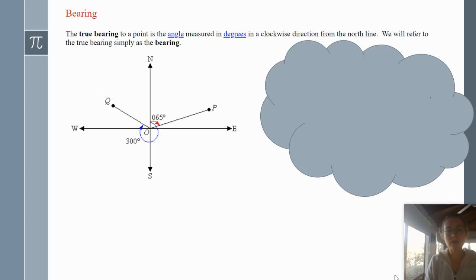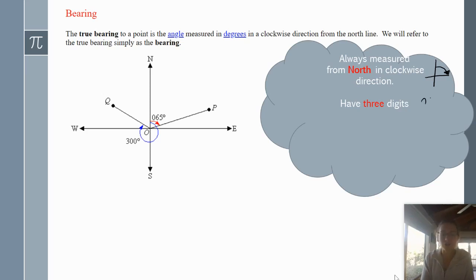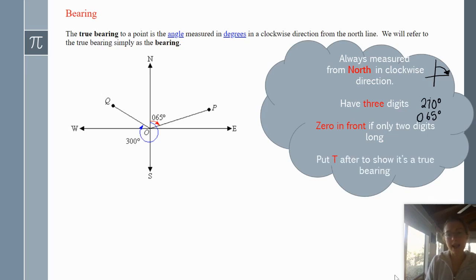Now, there are three things you need to know about bearings. The first one, they're always measured from north in a clockwise direction. The second one is they always have three numbers or three digits. So for instance, 270 is a bearing in degrees. If you had something like 65 degrees, you'd put a 0 in front to signify that it is a true bearing. And we also sometimes see that at the end we put a T. So for instance, 270 degrees true and 65 degrees true, that just indicates we're starting from the north direction and then going around to our point.